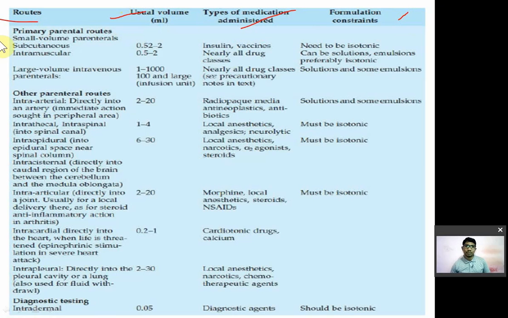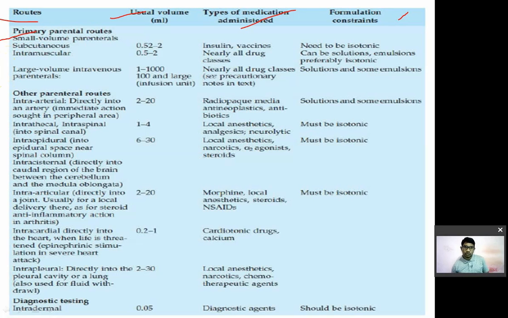So first one is the primary parenteral routes. In the primary parenteral routes, you have small volume parenterals and large volume parenterals. So what do you mean by primary parenteral routes? Mostly parenteral products are injected either into the subcutaneous tissue, or intramuscular tissue, or by intravenous route. So subcutaneous administration, intramuscular administration, and intravenous administration. That is known as the primary parenteral routes.